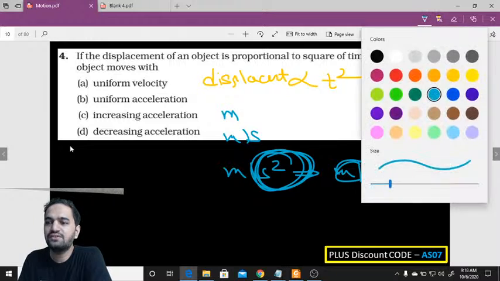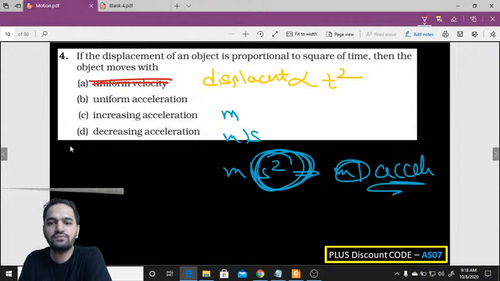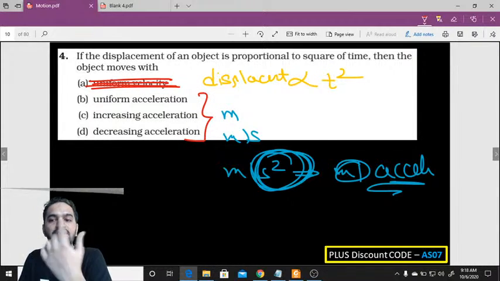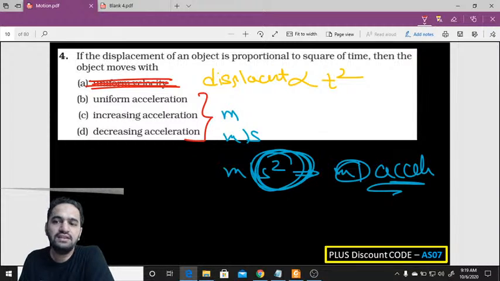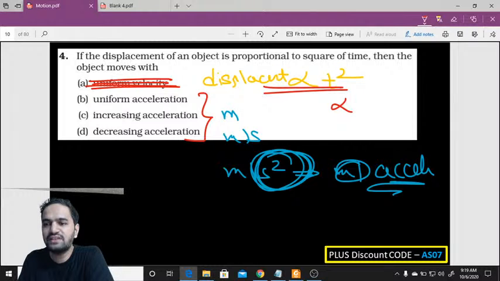So we are cancelling the first option because it has velocity, so we cannot use that. We need acceleration. Now the question is whether it is increasing or decreasing. They are just saying that they are directly proportional. So that means we can replace that time with acceleration.